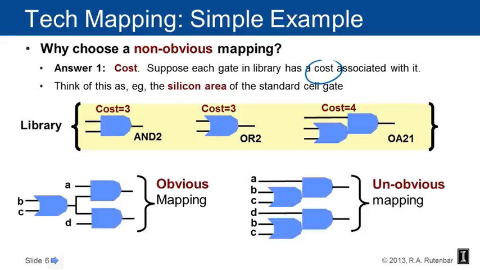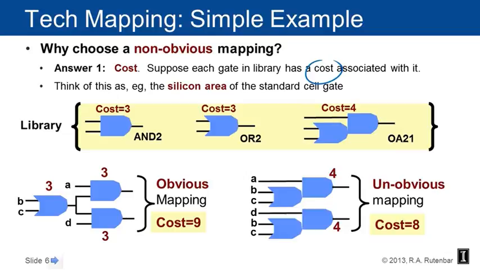But now I've got a picture of the obvious mapping on the left at the bottom, 1 OR and 2 ANDs. And then I've got a picture of the unobvious mapping, 2 OA21s at the right. And what we can see immediately is that if I put the cost values on the obvious mapping, the OR costs 3, each of the ANDs costs 3, this entire mapping costs 3 plus 3 plus 3, that's 9. But what if I put the cost values on the unobvious mapping? Well, each of these OA21 gates costs 4. And so putting two of those together costs 8. 8 is better than 9. This is a better mapping.